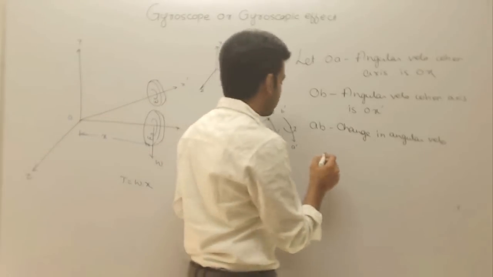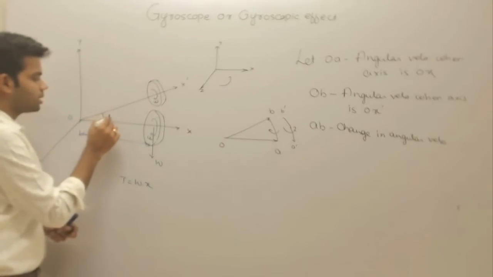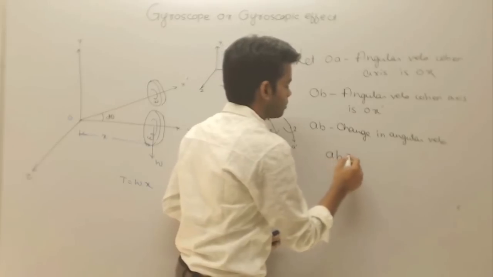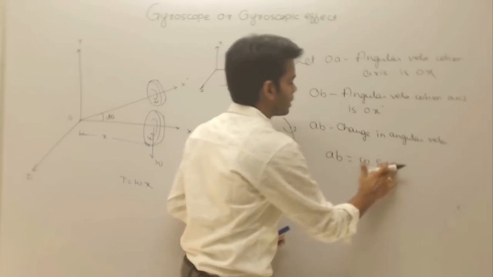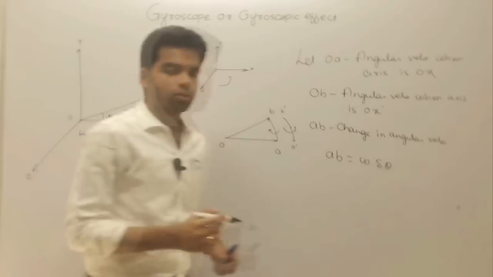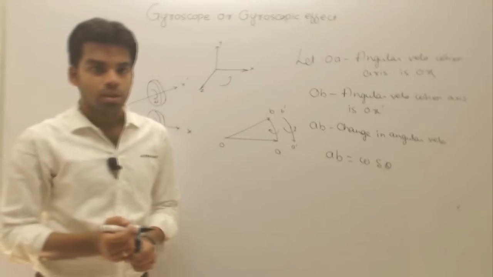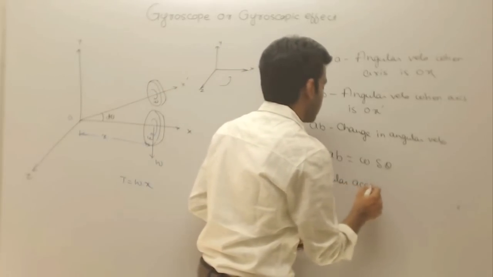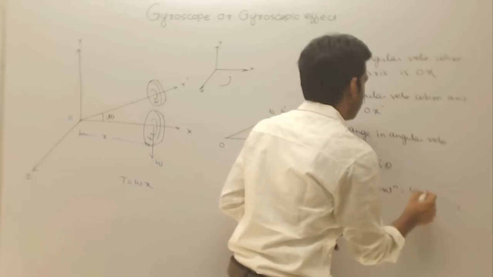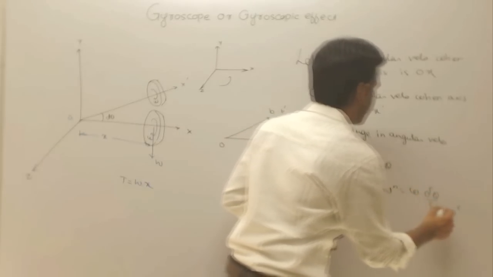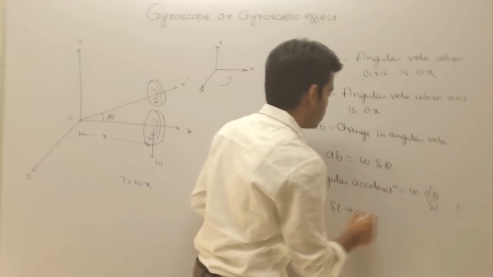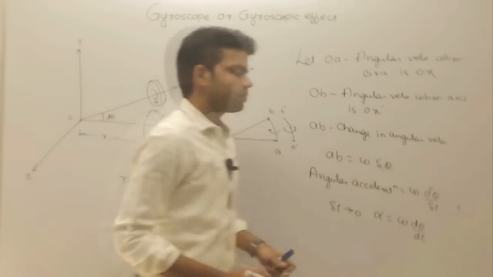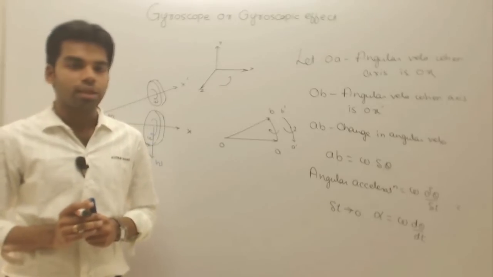And what will be this change in angular velocity? Suppose this is turning by an angle d theta. What will be the change in angular velocity? This is nothing but omega into del theta. Omega into del theta is the change in angular velocity. Now, what will be the angular acceleration? The change in angular velocity per unit time. So this angular acceleration will be equal to omega into del theta by del t. For the limit del t tends to 0, this angular acceleration alpha will be equal to omega into d theta by dt.